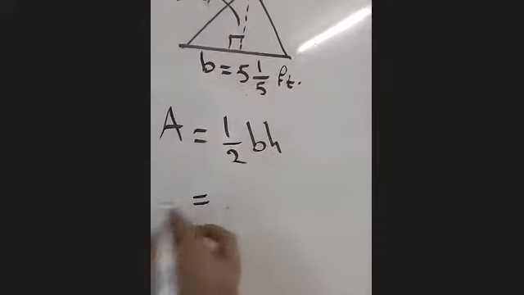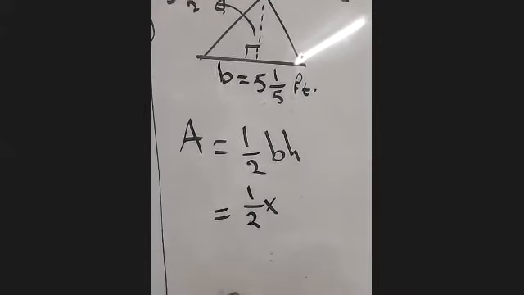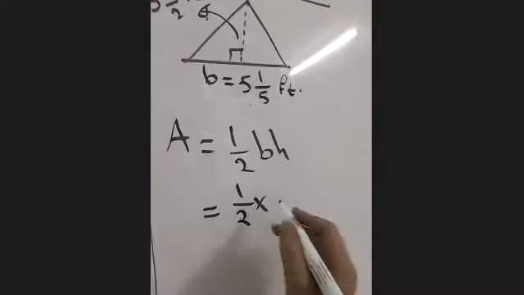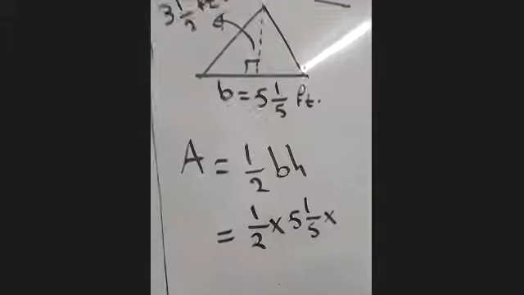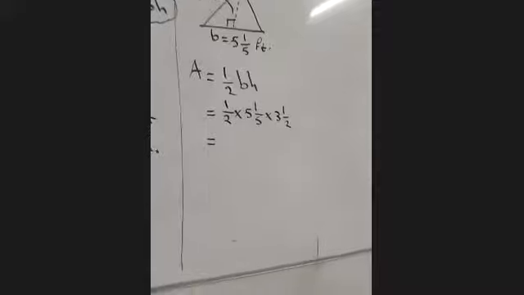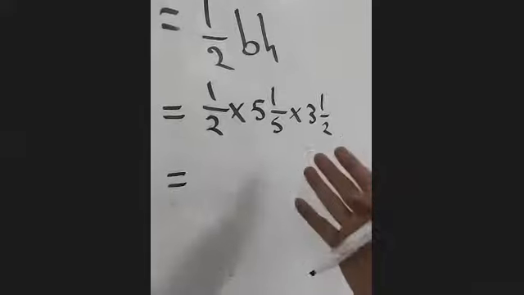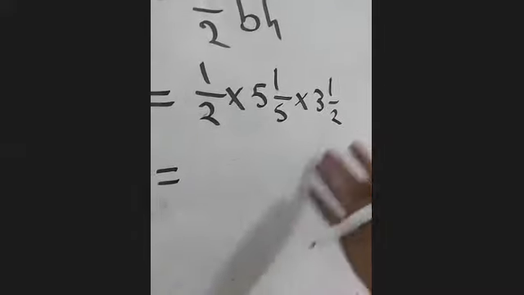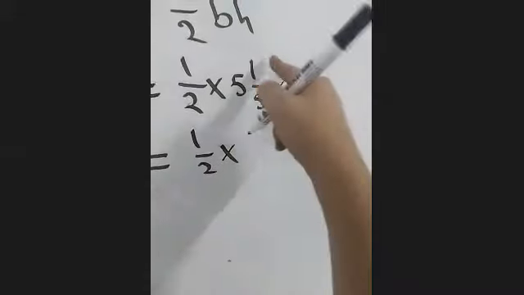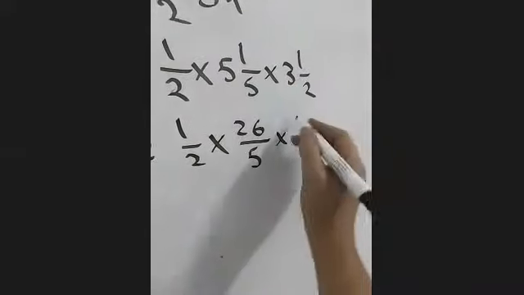Then equal under equal. Then we will put the numbers. B, we will put 5 and 1 over 5, multiply 3 and 1 over 2. Good. Now here we have a fraction multiply mixed number, multiply mixed number. If you remember, guys, what we did with the mixed numbers, we turned them to fractions, remember? Yes. Half multiply 25 plus 1, 26 over 5. Here, 6 plus 1, 7 over 2.